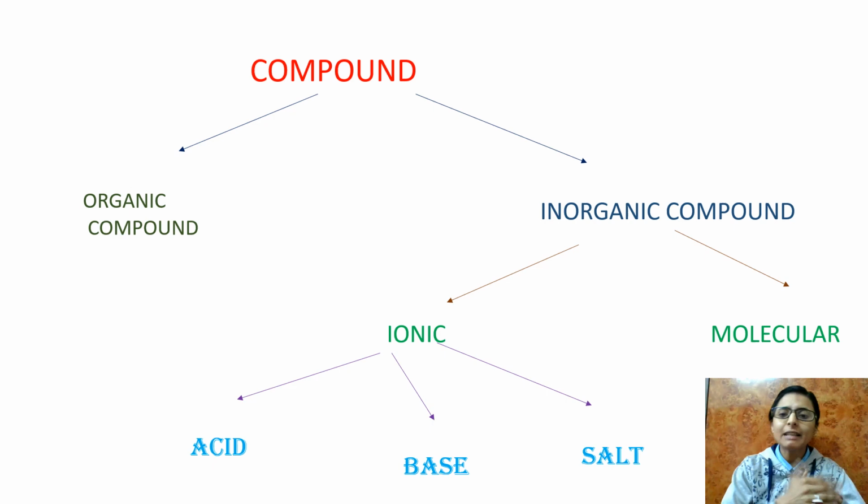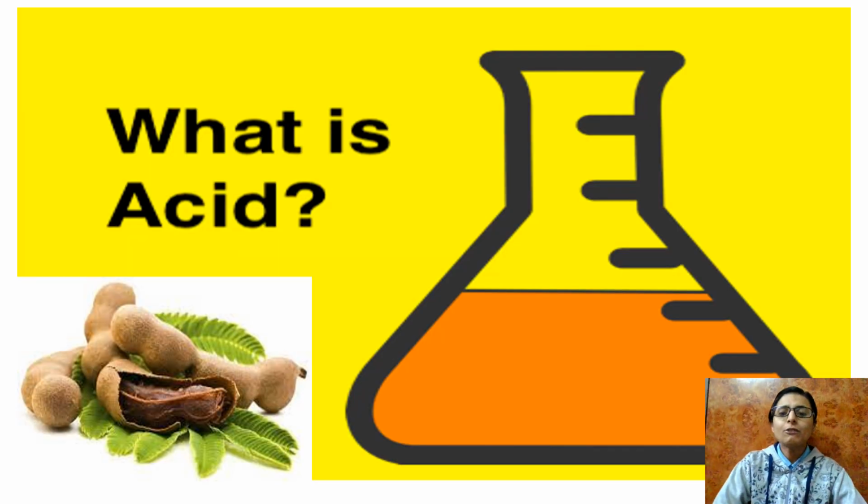Now after that, we divide ionic compounds into three types. First is acid, second is base, and third is salt, depending on their properties. We generally use acid, base and salt in our daily life. So one by one we will discuss how we identify whether a particular thing is an acid or a base or a salt. So now the first point is, what is acid?